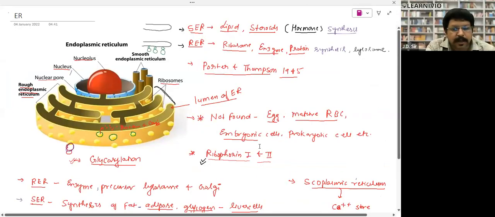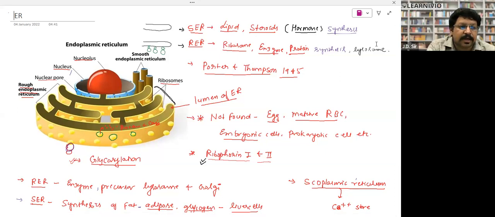So let's start with that. Fine. So we were here in the endomembrane system. Endomembrane system means those cell organelles which are made up of membrane, right? And endomembrane means the organelles which are made up of membrane, and they are inside the cell. So those organelles are called the endomembrane system.